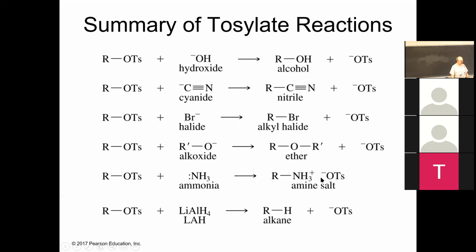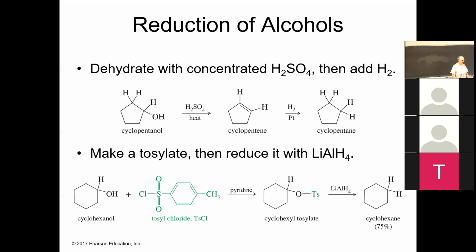We can make amine salts, ethers, alkyl halides, nitriles, and we can also use lithium aluminum hydride to make alkanes. There are two ways to reduce alcohols. We can dehydrate to the alkene and then hydrogenate, or we could use lithium aluminum hydride after we've made the tosylate.